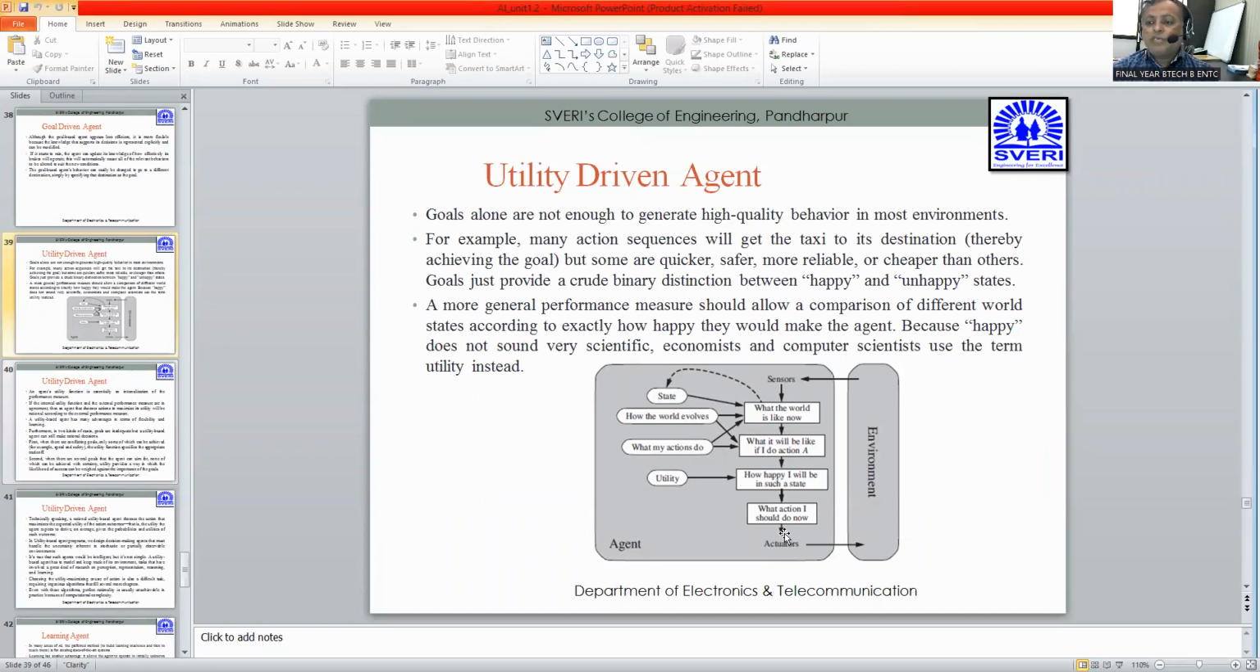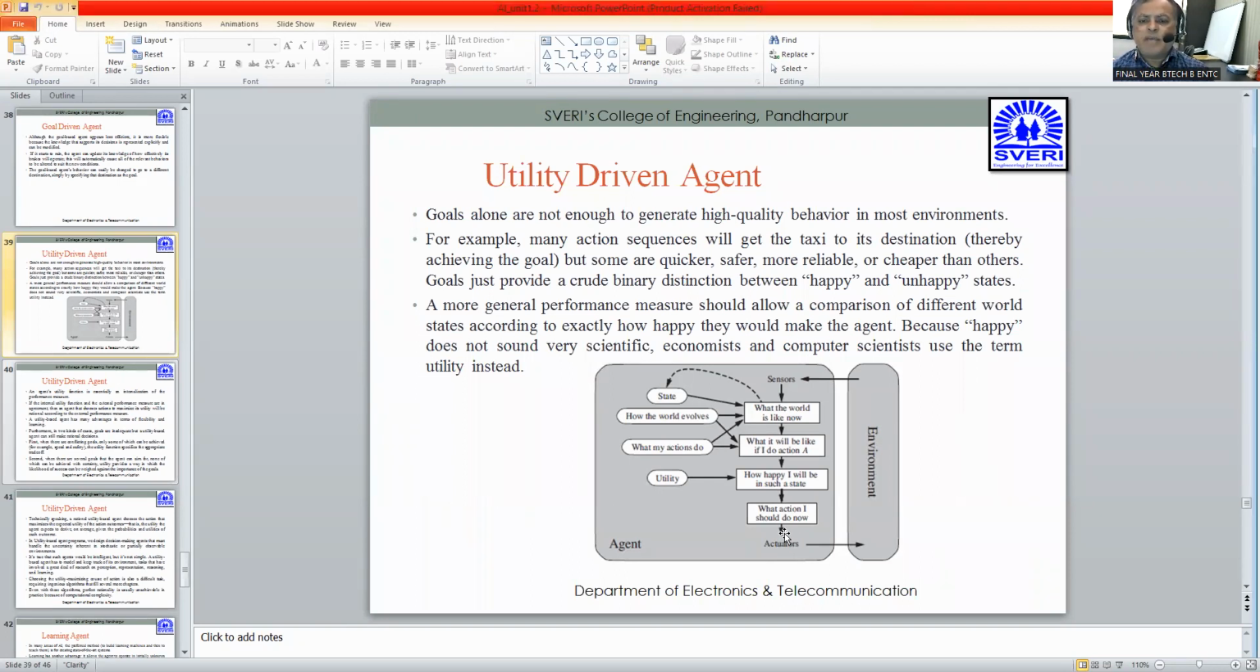So the distinction is that it should be utility driven, right, whether I am happy or not is important. It is necessary to add that element, whether I am happy or not while going to that destination. That is what the utility driven agent will look like.